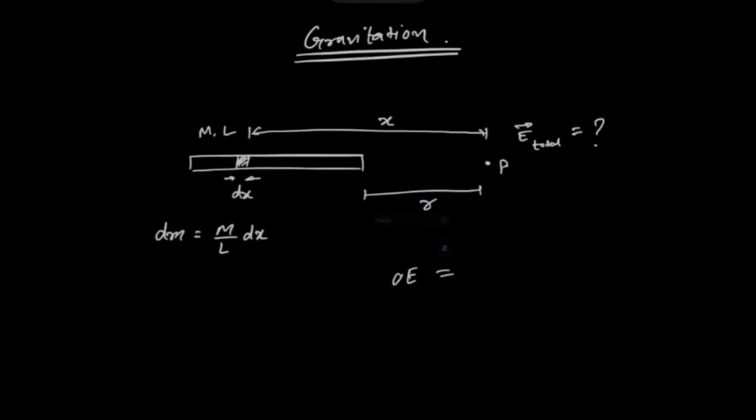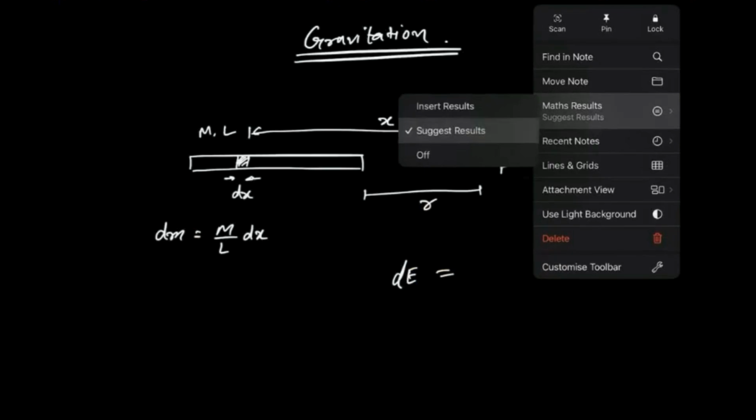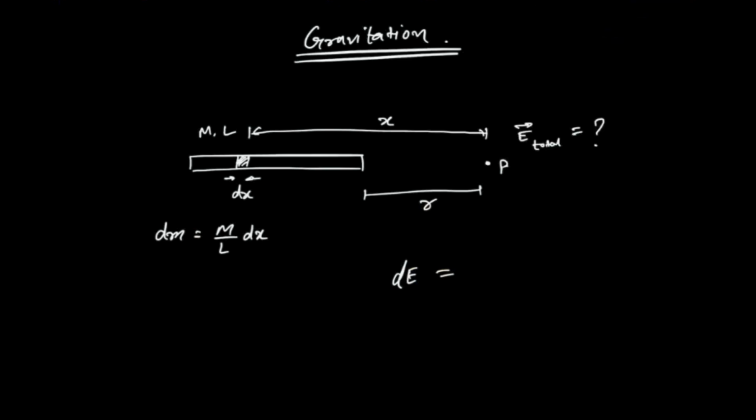It's a small field. So this would be given by the formula G times the small mass divided by the distance squared. So will it be r square, x square, L square? What should I write in the denominator? x square. Yes, it's going to be x square.